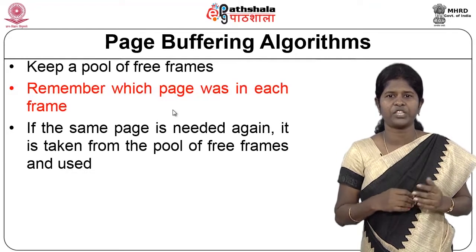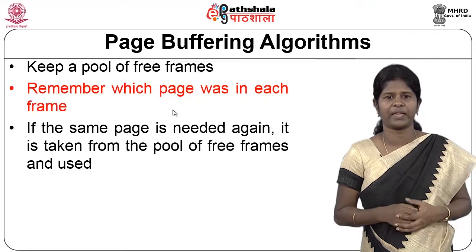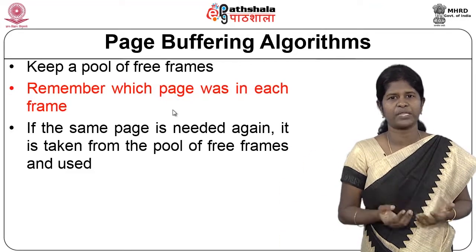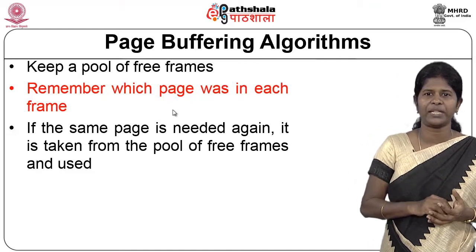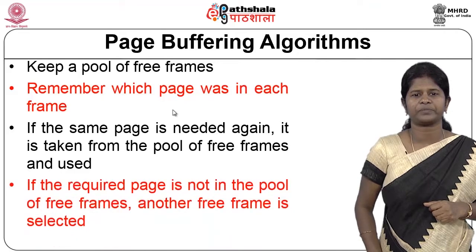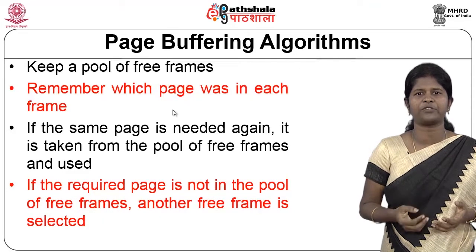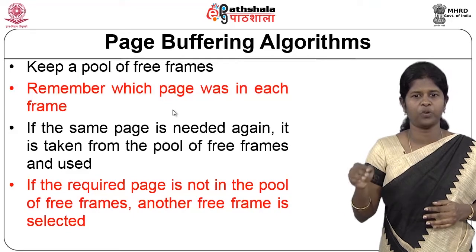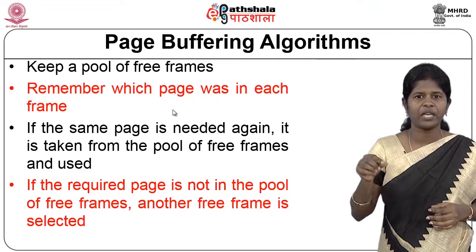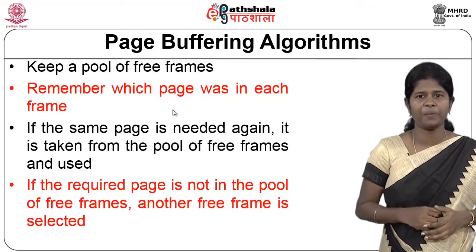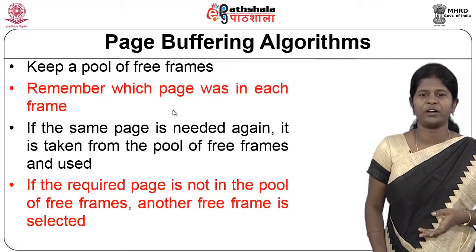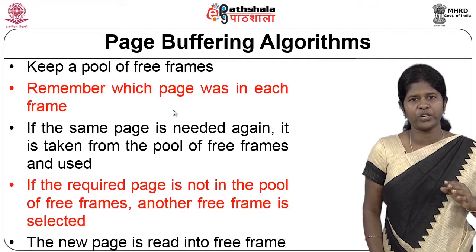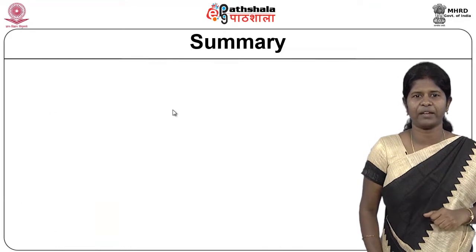So, because of this, what is the advantage? If you need the same page again, say if the same page P4 is needed again, you can just take it from the pool of free frames. You do not have to read it from the disk and then continue execution, because you already have the contents, but it is only being added to the pool of free frames. So, whenever there is a page fault, say for page 4, first you look into this pool of free frames to find out if page 4 is present. If it is present, you can just take it and use it. If it is not present, then you need to select another free frame and bring your page into the physical memory. So, these are the three kinds of page buffering algorithms.